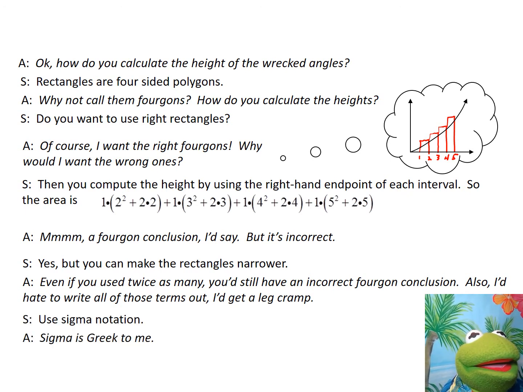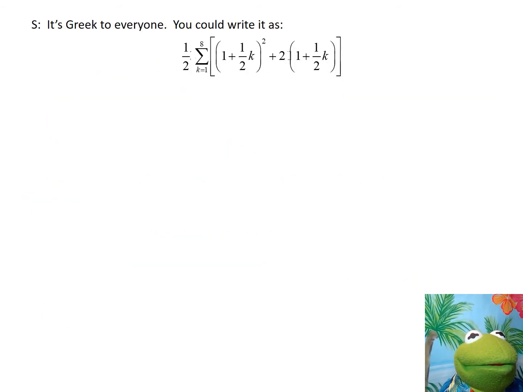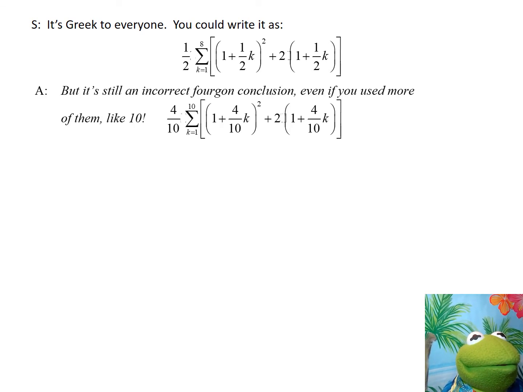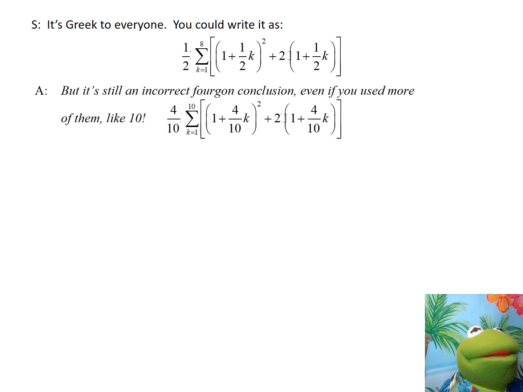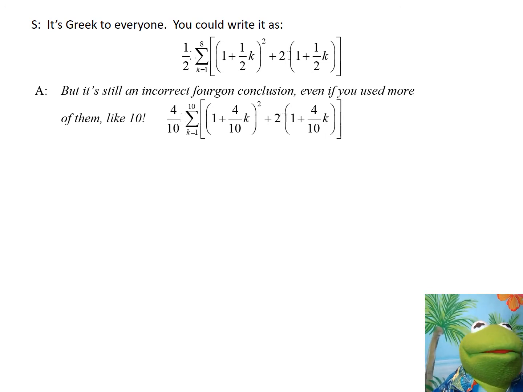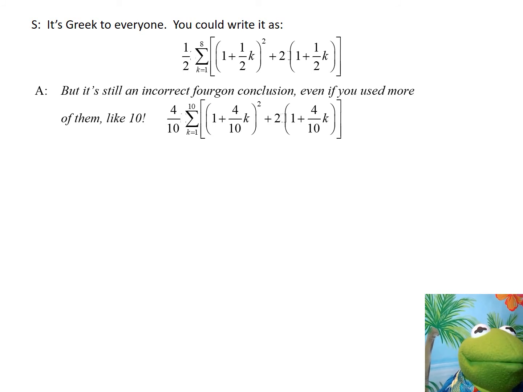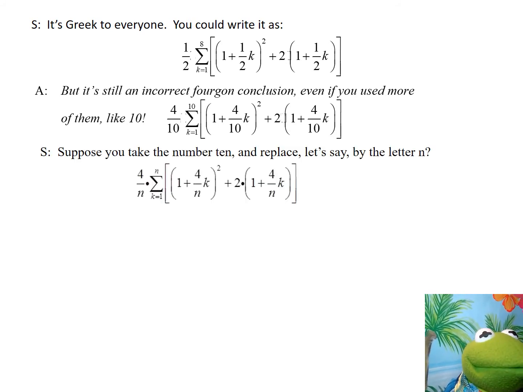Use sigma notation. Sigma is Greek to me. It's Greek to everyone. You could write it as 1/2 times the summation as k goes from 1 to 8 of the quantity 1 plus 1/2 k squared plus 2 times the quantity 1/2 k. But it's still an incorrect foregone conclusion, even if you used more of them, like 10. 4/10 times the sum as k goes from 1 to 10 of the quantity 1 plus 4/10 k squared plus 2 times the quantity 1 plus 4/10 k.